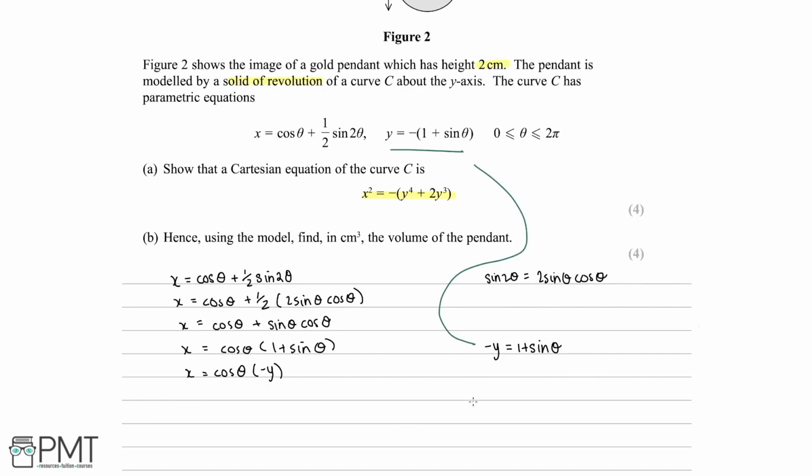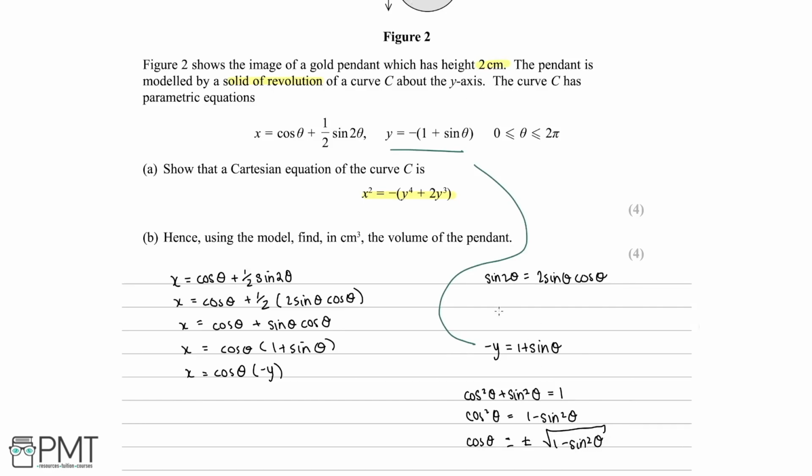Well, there's no cos theta we can easily extract from our y equation. However, we can note that cos squared theta plus sine squared theta is equal to 1. Now, using this identity that cos squared theta plus sine squared theta is equal to 1, we can rearrange to get a value of cos theta by itself. So cos squared theta is equal to 1 minus sine squared theta, and hence cos theta is equal to plus or minus root 1 minus sine squared theta.